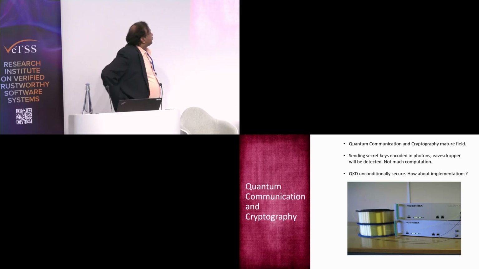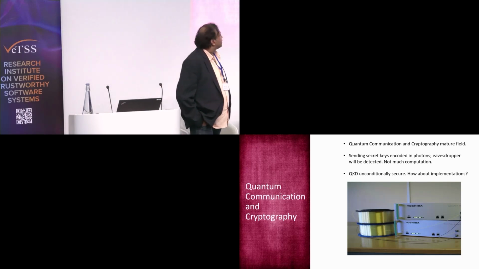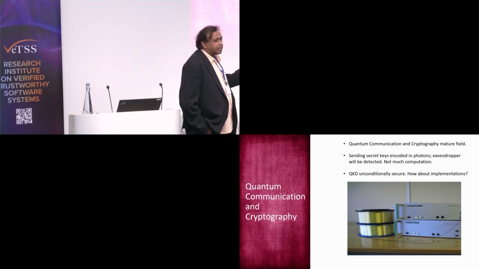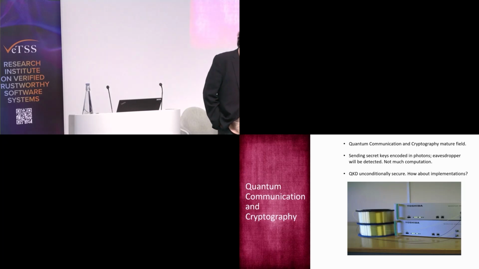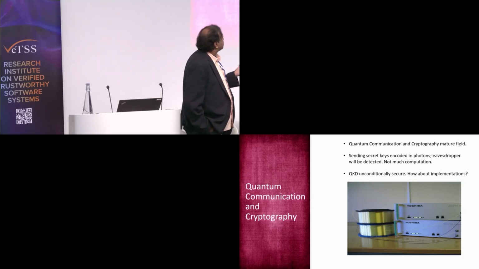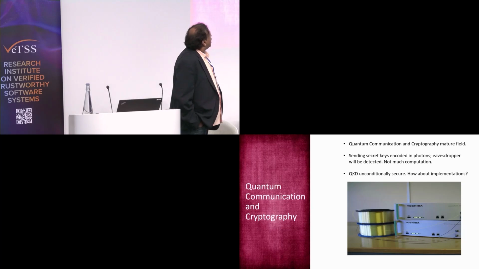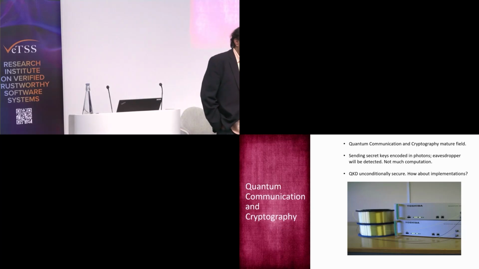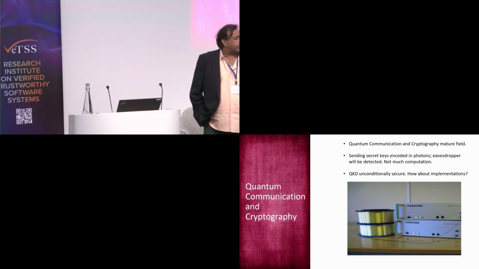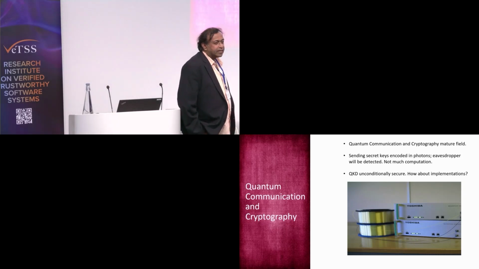On the other hand, you have the field of quantum communication and cryptography, okay? This is a mature field. It's been around for maybe 20 to 30 years. And this is just sending secret keys over a quantum channel, encoded in photons, typically over fiber optics. The idea is that if there is an eavesdropper, he or she will be detected. There's not much computation going on, so you don't really need a quantum computer for that. And QKD, quantum key distribution, has been proven to be unconditionally secure.